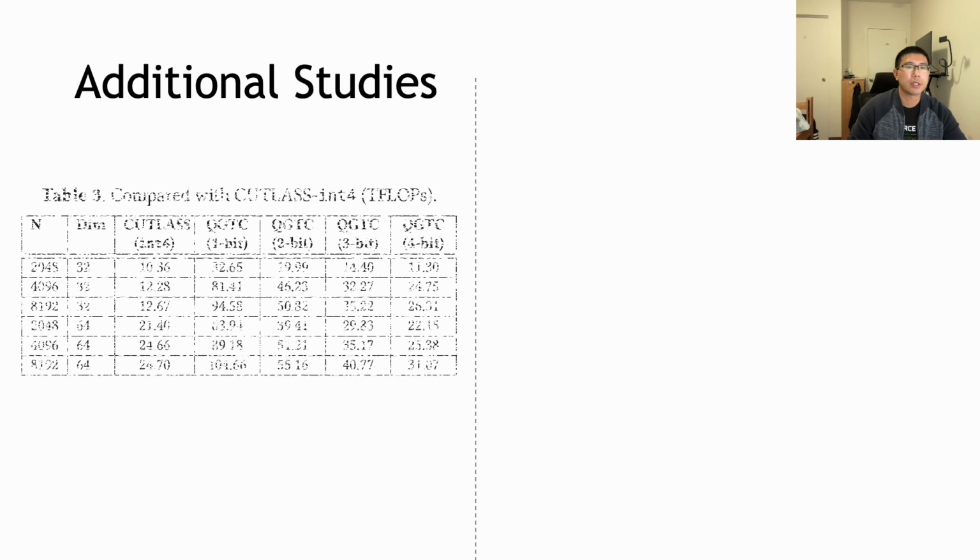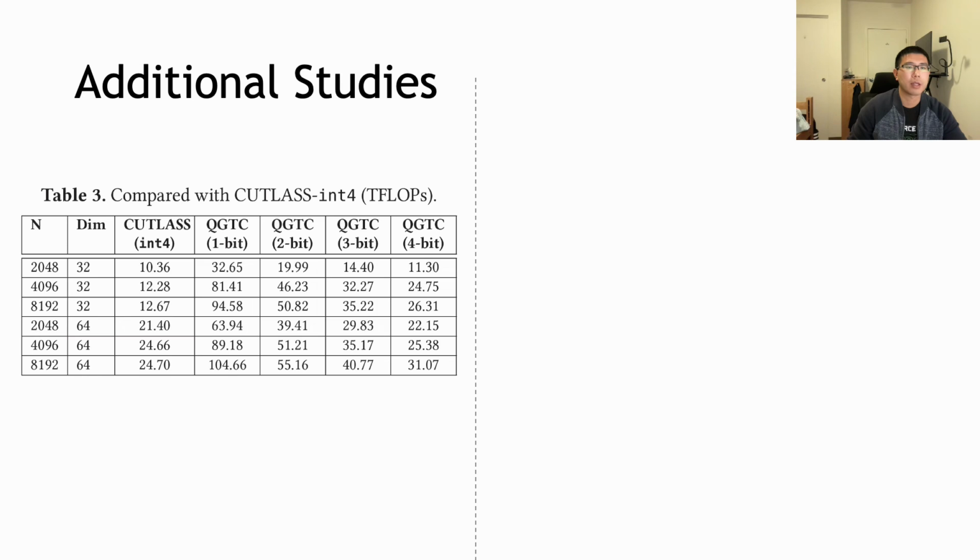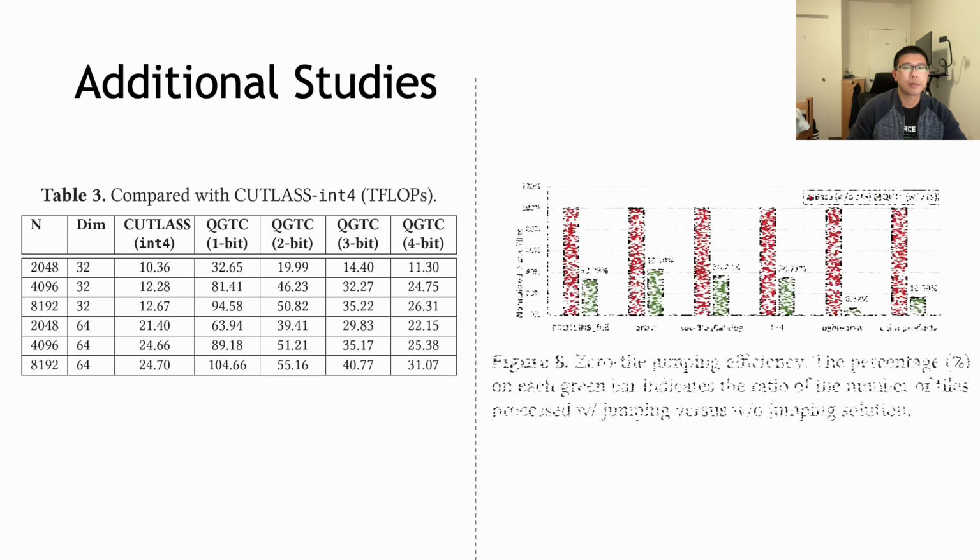We also carry out additional studies, including the comparison of kernel-level throughput with the CUTLASS int4, which is an even lower bit width than the lowest that can be supported by the cuBLAS kernel. And we can also demonstrate evident throughput advantages over the CUTLASS int4 because our design can really harvest the bit-level performance compared with CUTLASS.